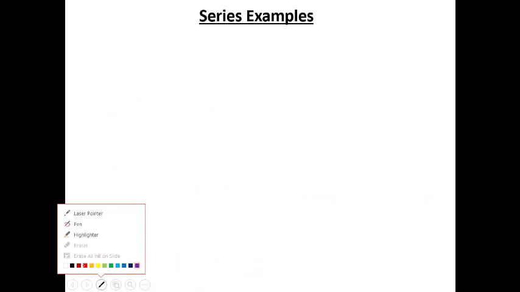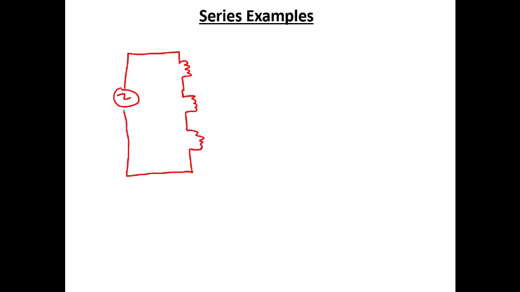So let's draw our first example. We'll do a series problem. So here we have a series circuit. So we're going to put 3 inductors together here. All right, so we'll have L1, L2, and L3. V total, for this one, let's say it's 20 volts AC.